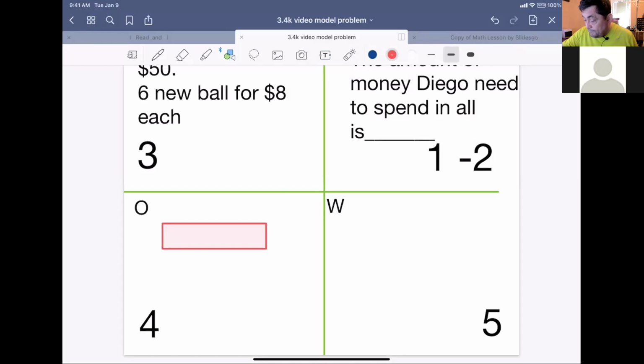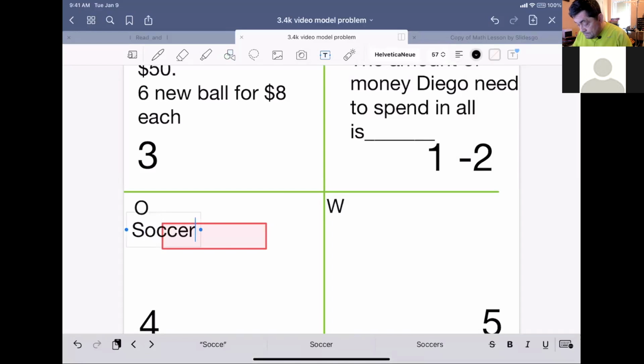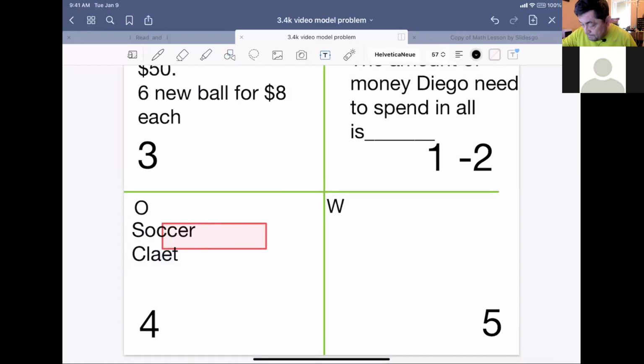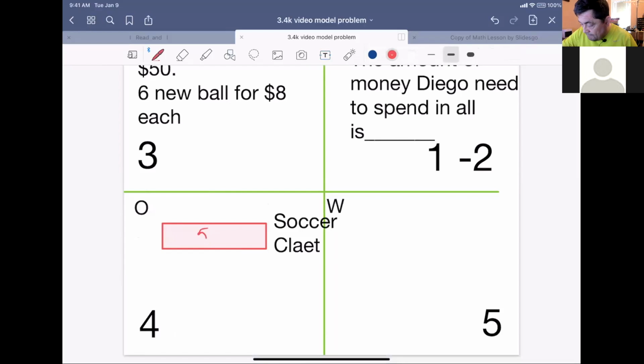This is the soccer cleats, and this is for $50. This costs $50. Also, we know that he bought 6 new balls for $8 each. How do we represent this? This is one good way to do it.